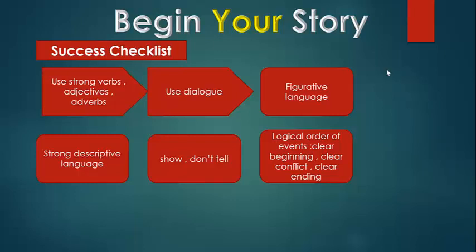So again, the success checklist is very necessary. I hope that you capture the screen, okay? I told him that the length ranges from 250 to 350 words, and for schools, it depends on each school which criteria it follows. Strong verbs, dialogues, figurative language, strong descriptive language, show and don't tell, logical order of events, clear beginning, clear conflict, and clear ending. Let's check if you know these concepts.